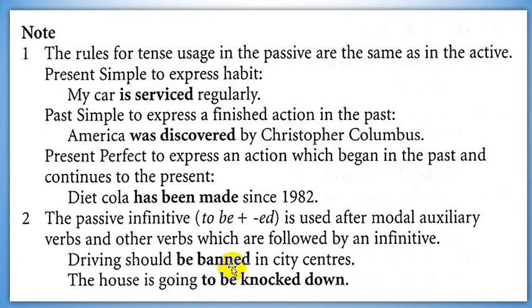أوكي، هاي الصيغة هي صيغة ال passive voice. ال auxiliary verb be plus past participle. وإذا إجا going to the house is going to أيضا be زائد past participle في حالة ال passive voice. أوكي، the house is going to be knocked down.